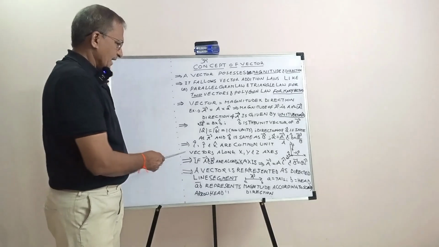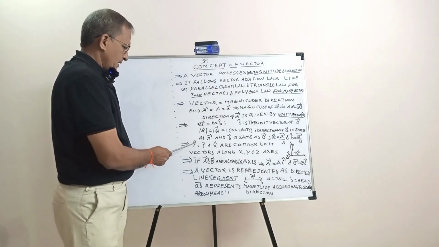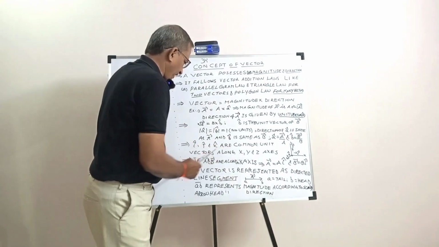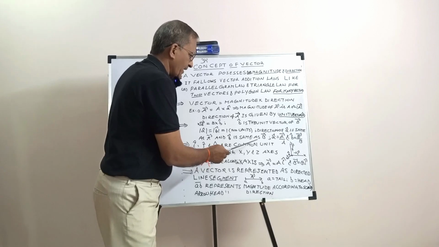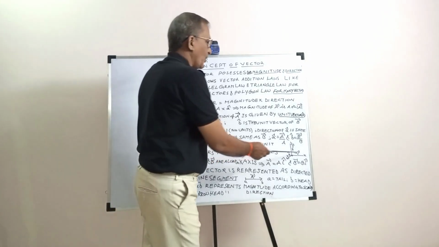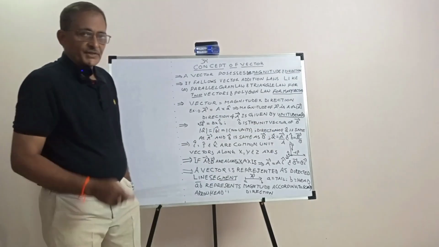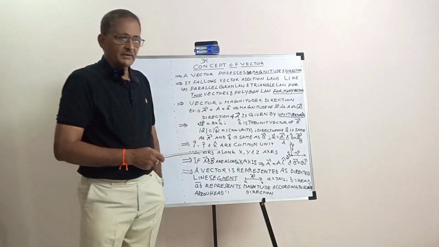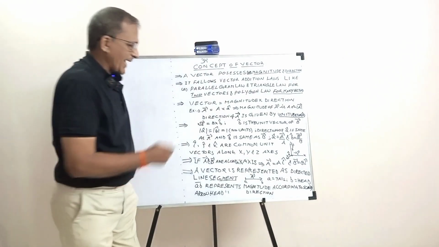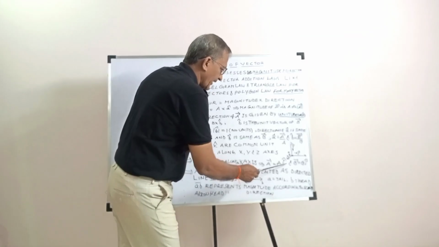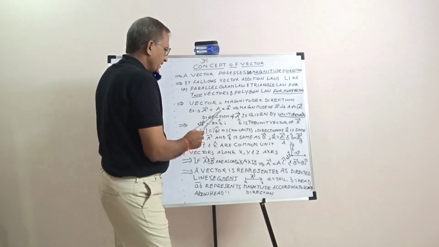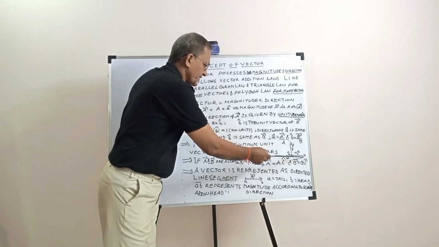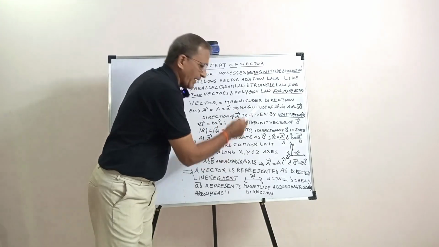But as common unit vectors, i cap, j cap, and k cap are selected along the x, y, and z axes with reference to a coordinate system. Suppose the vector a bar is along the x axis, we can represent a bar as a into i cap instead of a into a cap, because its direction is along the x axis, so its unit vector is i cap.